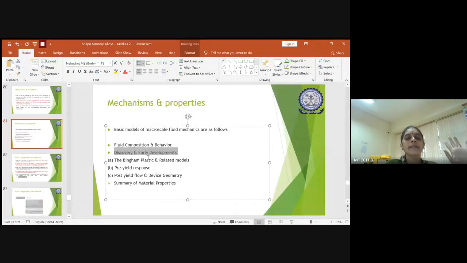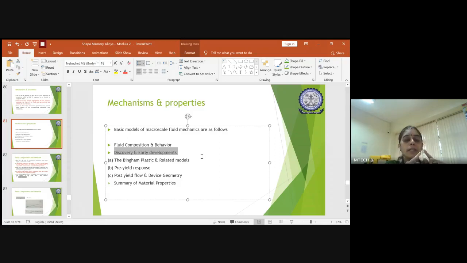All these are there in the syllabus. Please don't neglect any concept. Everything plays a vital role in making you understand the concept of ER and MR, the mechanism and its properties. Okay, so in discovery and early developments, many people developed some basic models.